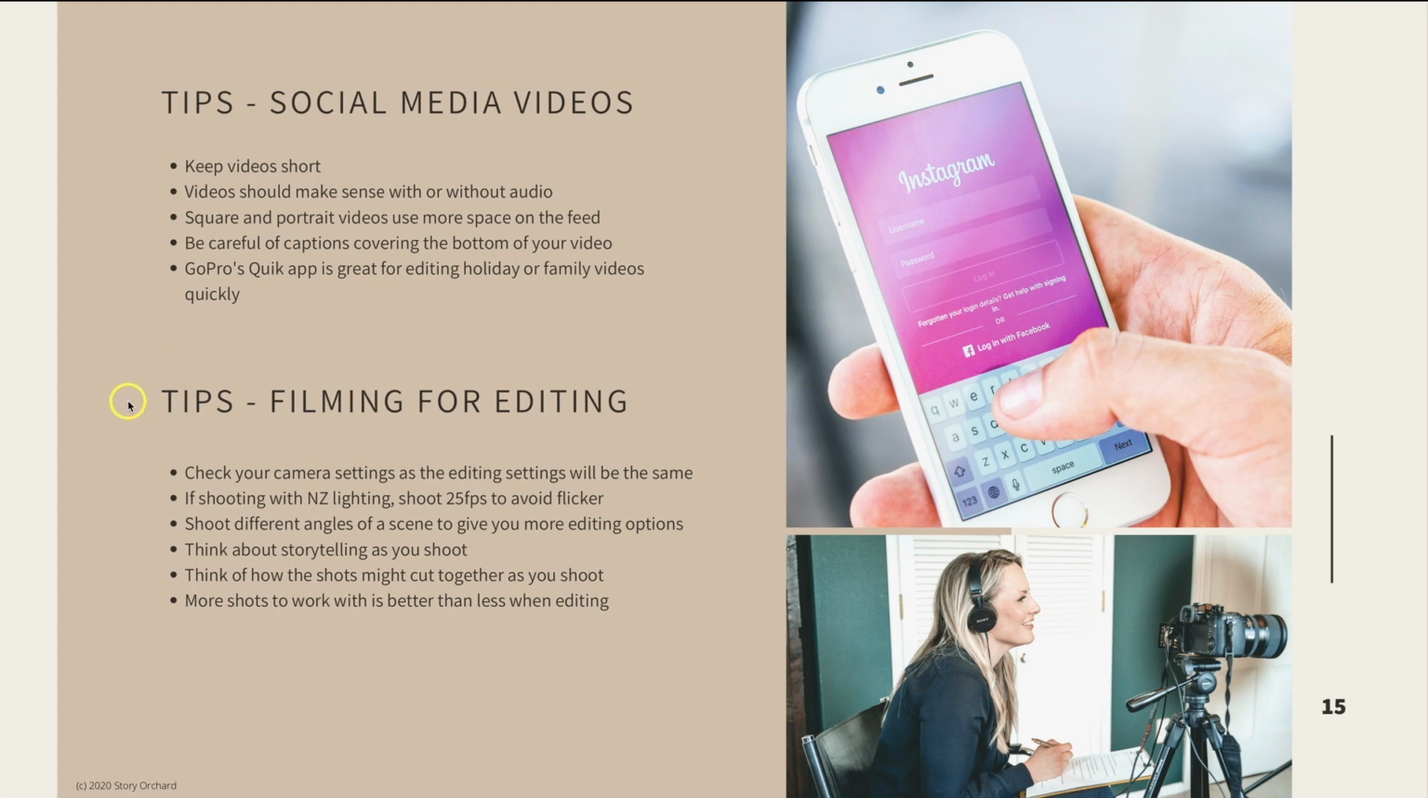Now some tips for filming for editing. So the more you edit, the more you'll realize that you can do certain things with your camera to make your editing easier. One of the things is you should check your camera settings before you start filming to make sure they're what you want to be editing with, as the editing software will automatically use the native footage's setting. So if you don't want low resolution video at the end, then make sure your camera isn't going to be shooting at a very low resolution.